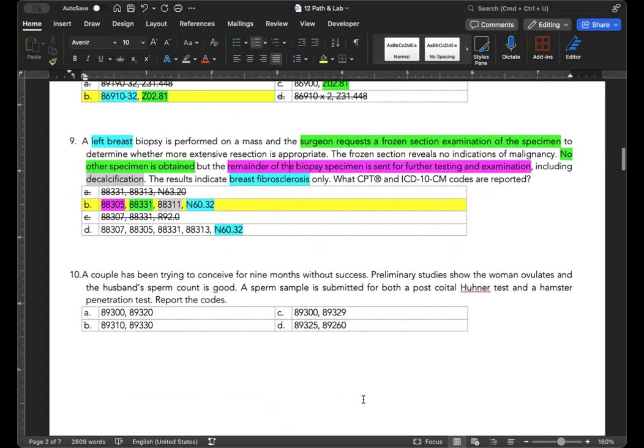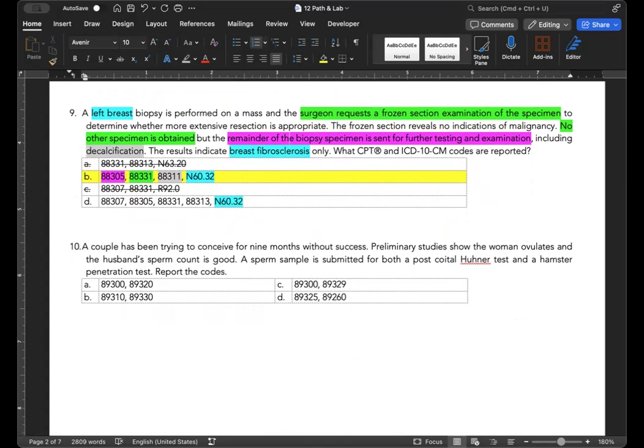All righty. Last one, number 10. A couple has been trying to conceive for 9 months without success. Preliminary studies show that the woman ovulates and the husband's sperm count is good. A sperm sample is submitted for both a postcoital Huhner test and a hamster penetration test. So how should we report it?